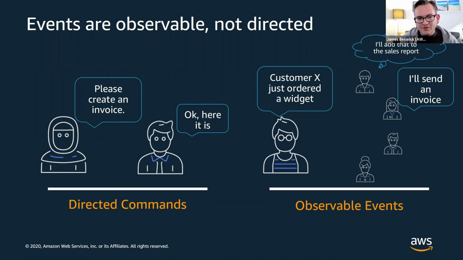And the key thing there is that the event producer, the person who said customer X just ordered a widget, actually doesn't need to know who's listening. So it keeps them very simple. They just need to say what's happening. And it means other services can come online, in this case people, consuming events without needing any sort of upstream changes to integrate.